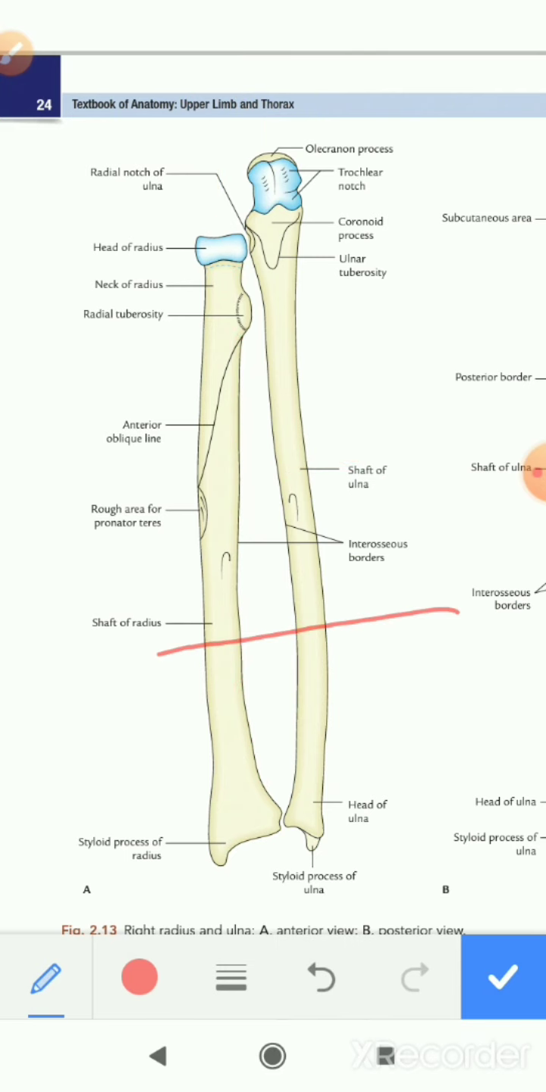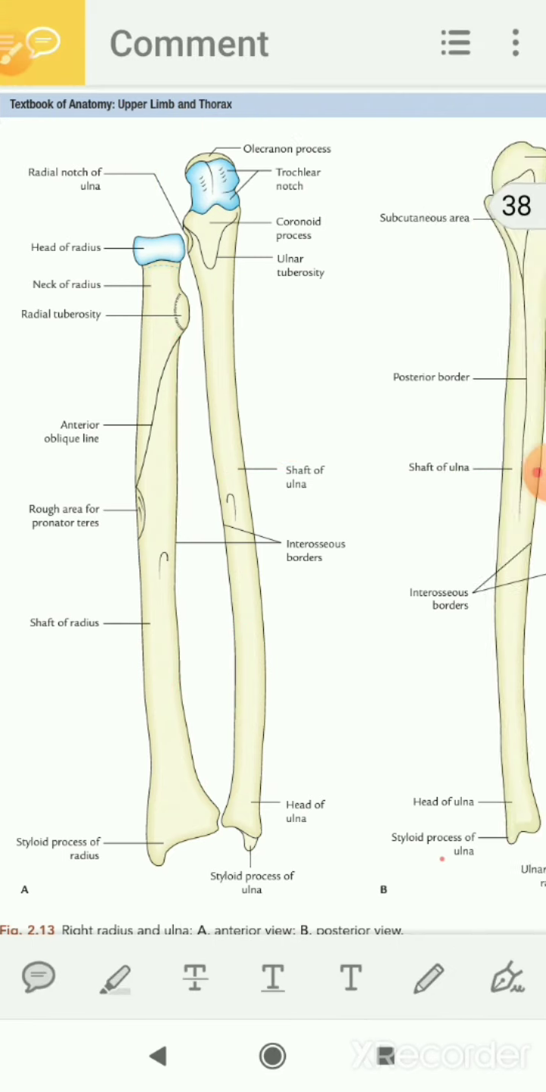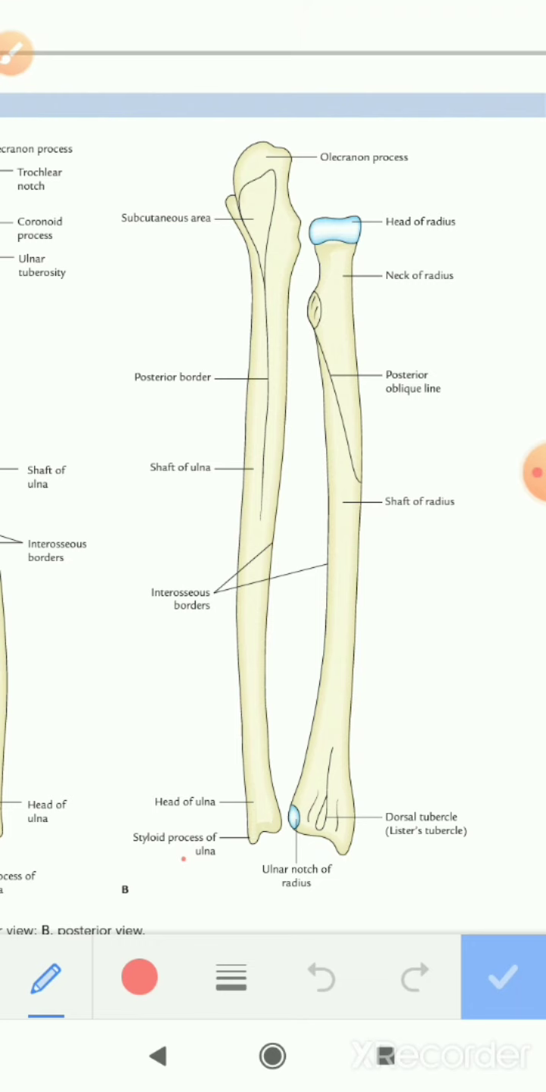And in the lower end there is a Lister tubercle. In the posterior surface of the lower end there is a Lister tubercle. Okay, this is the Lister tubercle. The Lister tubercle is located at the lower end and directed posteriorly.